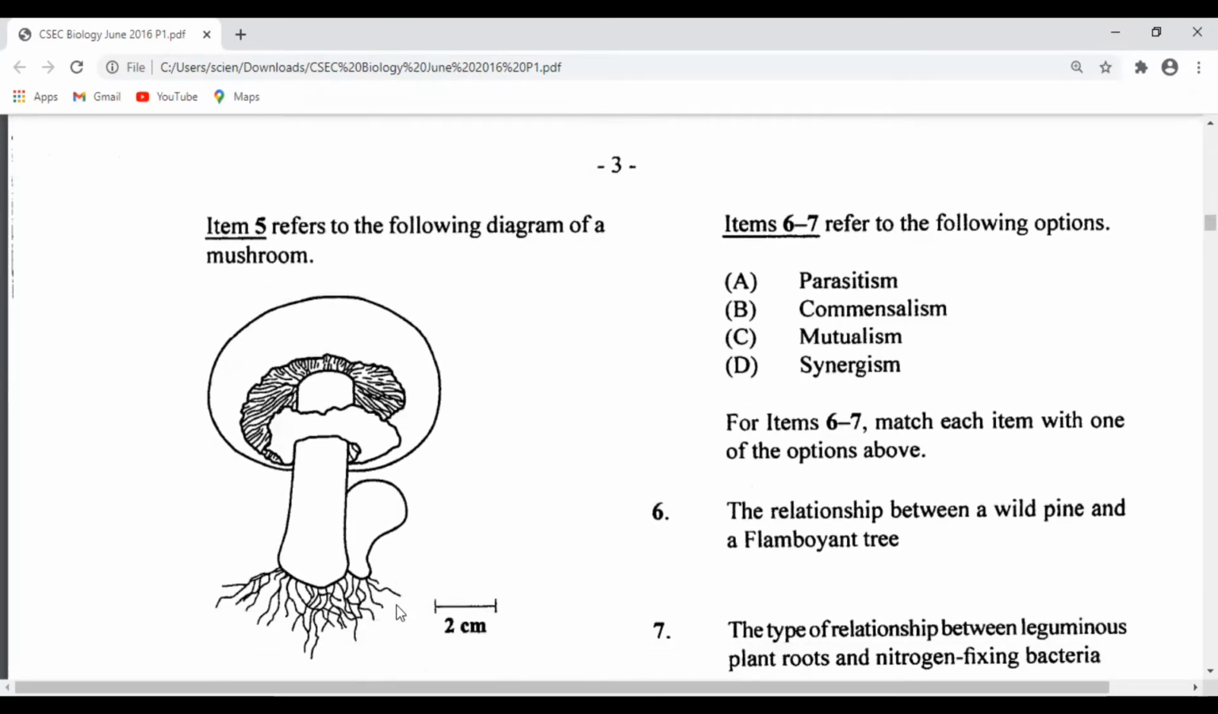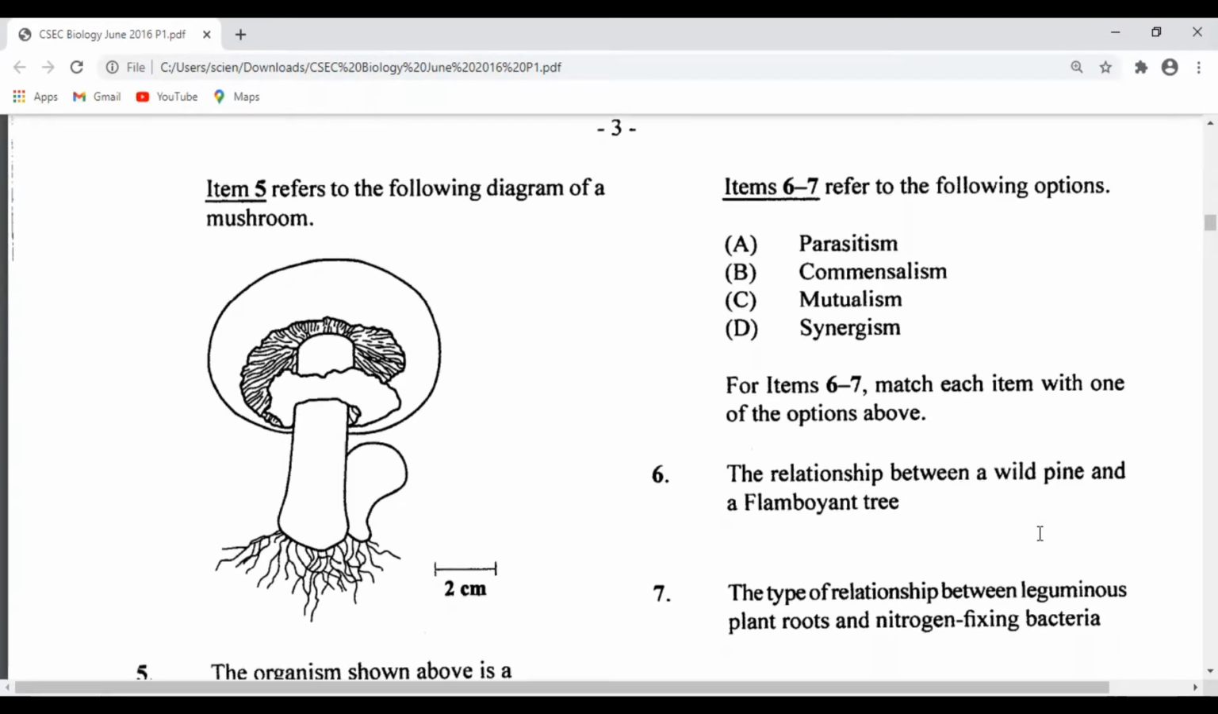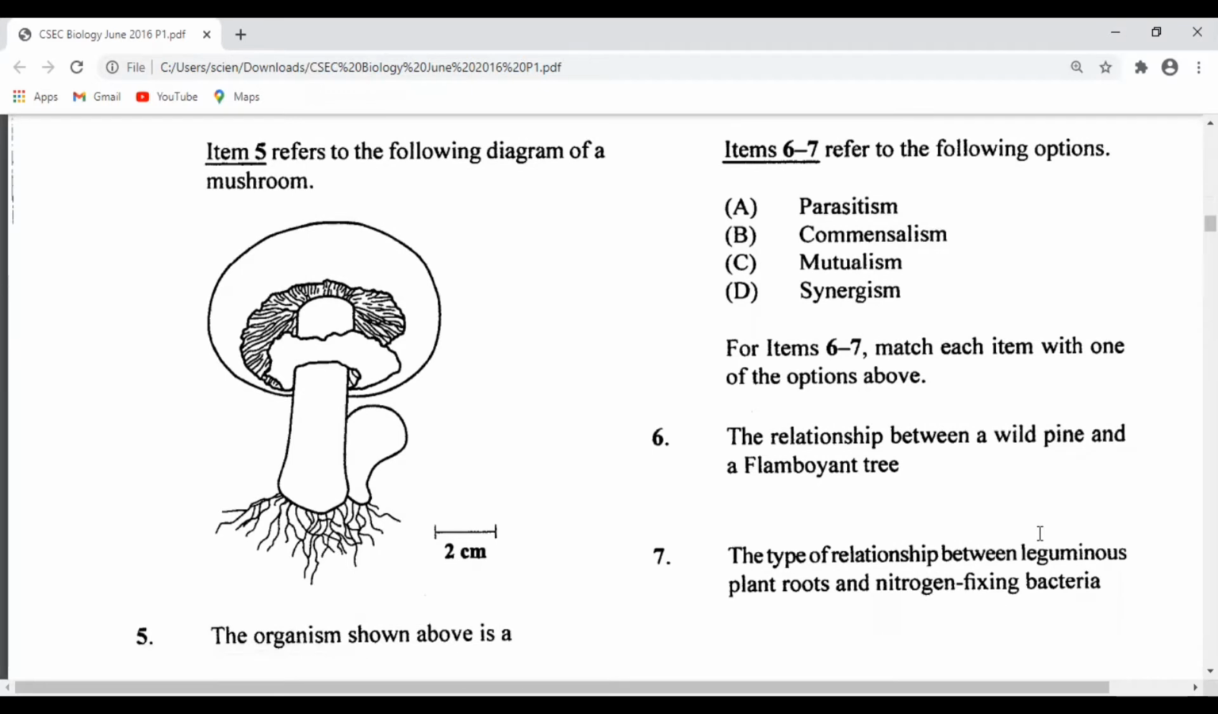That would be commensalism, because the wild pine would act as an epiphyte, which would grow non-parasitically. It would attach itself to the tree trunk because it would use its roots. Most of the time these plants are seen high up in the air because they want to be closer to the sunlight so they can photosynthesize. So 6 is B, commensalism. Then 7, the type of relationship between the leguminous plant roots and the nitrogen-fixing bacteria, that would definitely be C, which is mutualism.